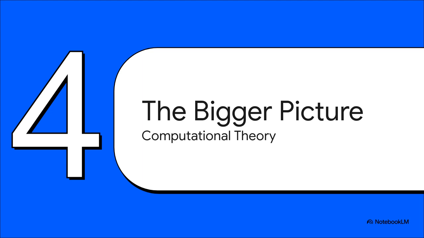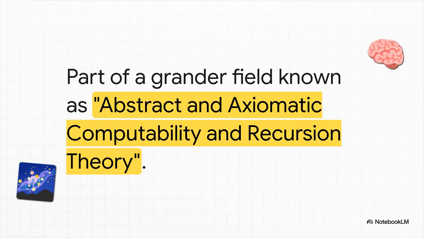All right, let's zoom out one last time and just see where these iteration 2 theories really fit into the grand scheme of things, into the whole wide world of theoretical computer science. It turns out these ideas belong to this massive, profound field called abstract and axiomatic computability and recursion theory. I know, it's a mouthful, but this is the part of computer science that asks the biggest questions of all. What actually is computation? What are its absolute limits? And can we build a perfect logical language to describe the whole thing?